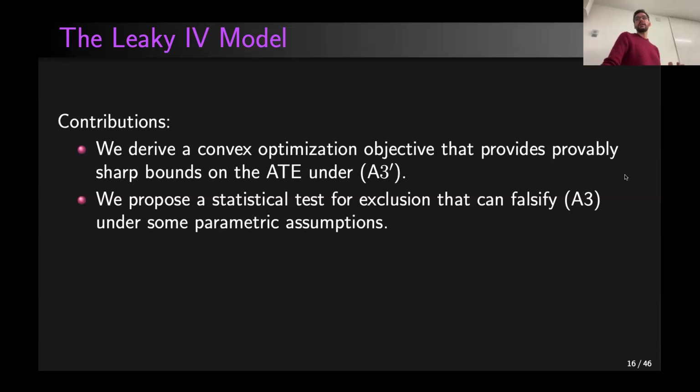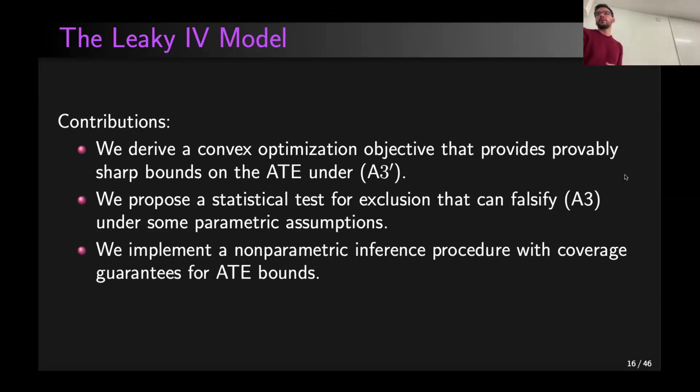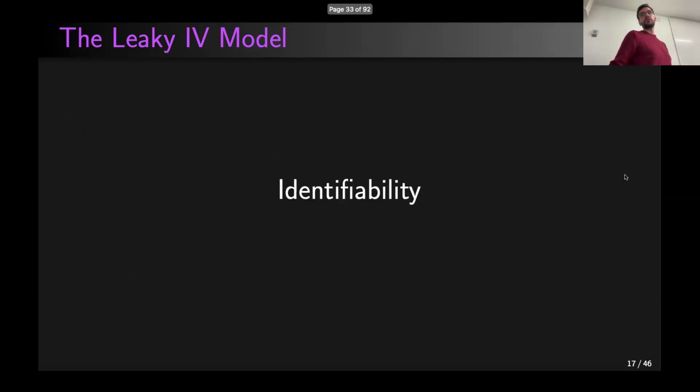We're going to have a statistical test for exclusion that can falsify A3 under some parametric assumption. So this would motivate use of the leakyIV model if you could show that A3 is wrong under some assumptions, and we can do that. It's testing an implication of A3. We're also going to implement a non-parametric inference procedure that's got coverage guarantees for those ATE bounds. We're going to get a confidence region for the bounds themselves. I'll show you a little bit what that looks like. So any questions at this point before I dive into the identifiability stuff? Hopefully the setup makes sense.